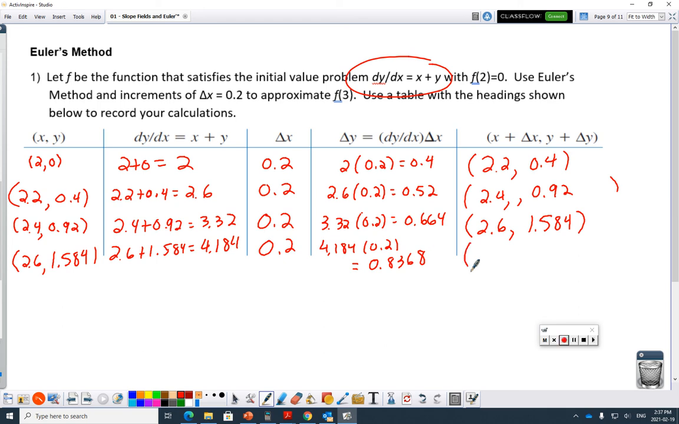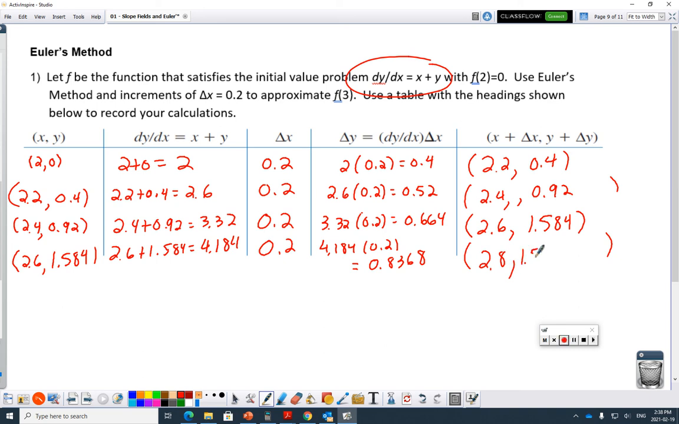0.8368. And so now, one more time, how do I estimate the new x value? My old x value was 2.6. How do I then get the new x value? Add on the delta x. We were saying go over 0.2, so 2.8. How do I get the new y value? Take the y and add on the delta y.